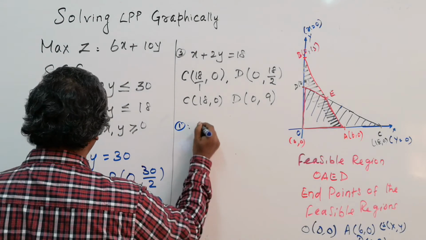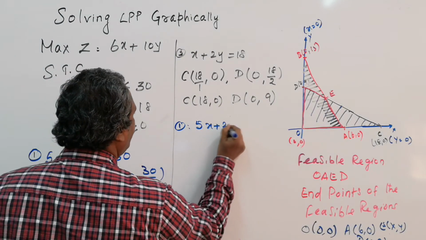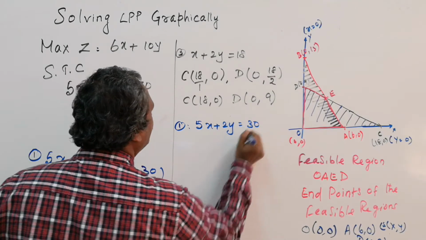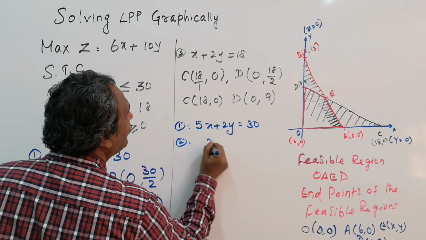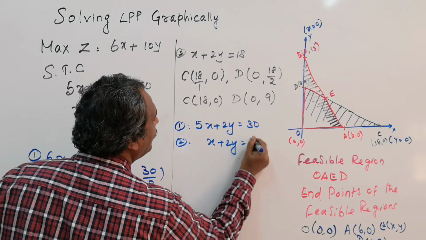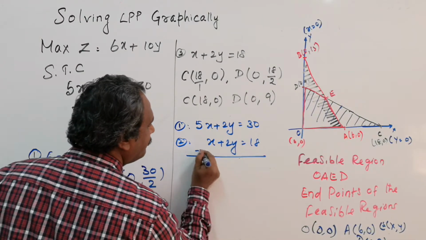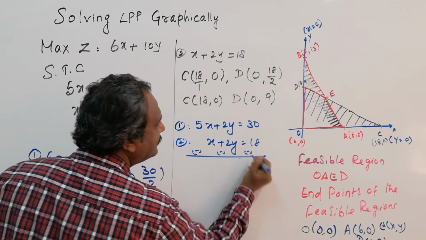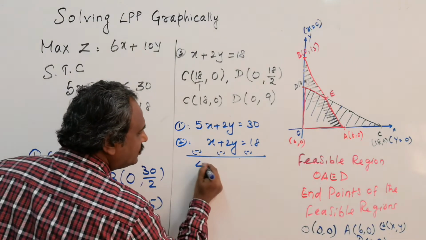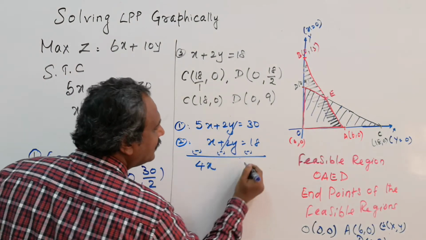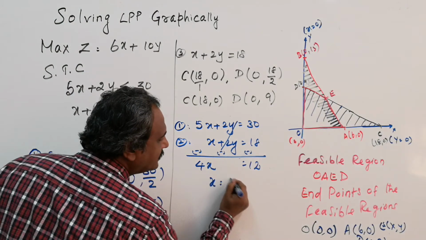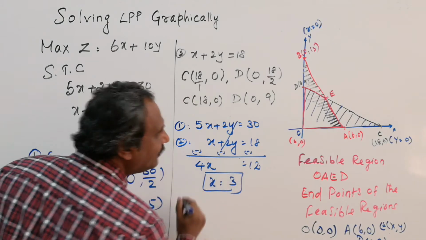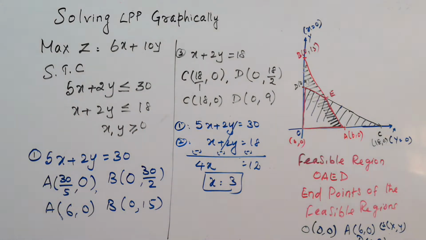What is equation 1? 5x plus 2y is equal to 30. And what is the second equation? I am having x plus 2y is equal to 18. Subtracting, 4x is equal to 12. So the value of x is equal to 3.